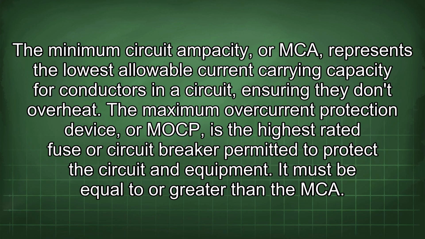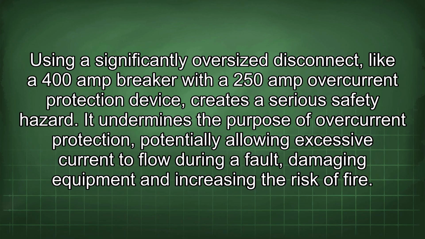The minimum circuit ampacity, or MCA, represents the lowest allowable current carrying capacity for conductors in the circuit, ensuring they don't overheat. The maximum overcurrent protection device, or MOCP, is the highest rated fuse or circuit breaker permitted to protect the circuit and equipment. It must be equal to or greater than the MCA. Using a significantly oversized disconnect like a 400 amp breaker with a 250 amp overcurrent protection device creates a serious safety hazard. It undermines the purpose of overcurrent protection, potentially allowing excessive current to flow during a fault, damaging equipment and increasing the risk of fire.